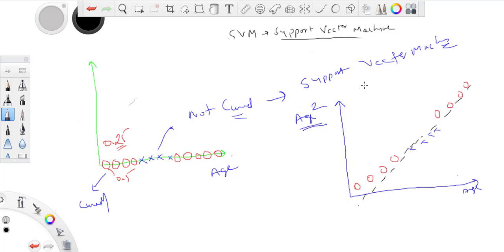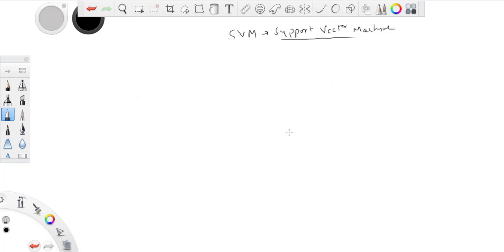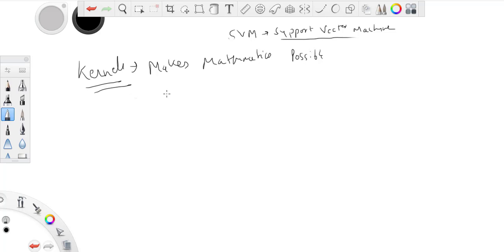But how do I do it? Like, how does support vector machine achieve this? So there is something called kernels in SVM. Kernels is something which makes mathematics possible. So what it essentially does is that we talked about transforming our data into higher dimension, but kernel helps us to understand the relationship in higher dimension without transforming our data.